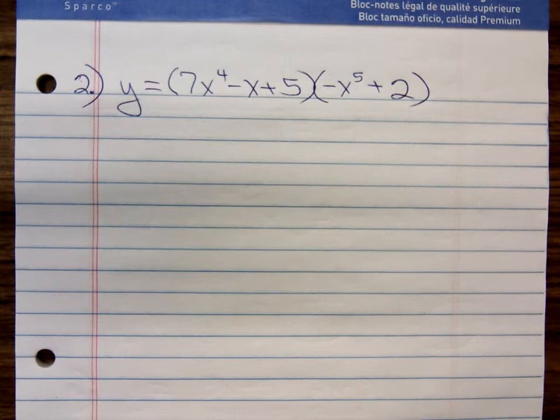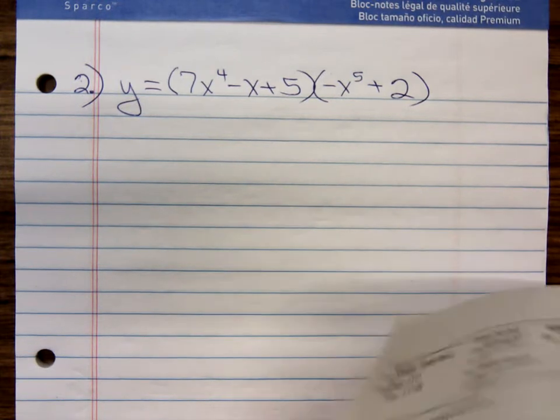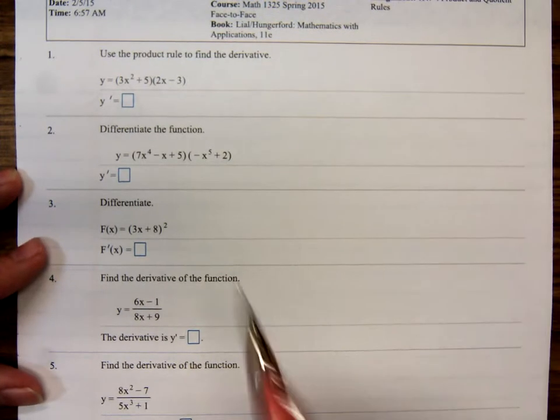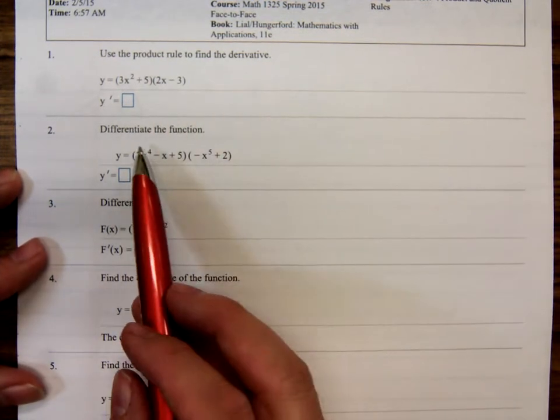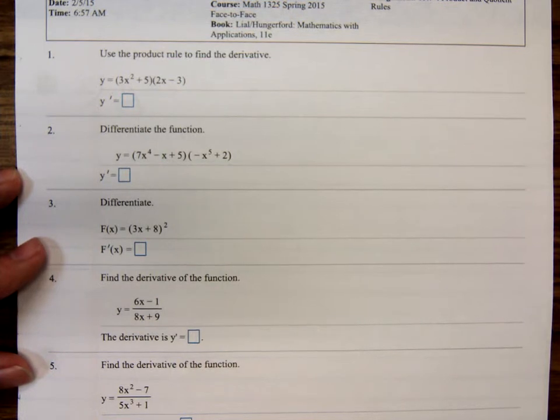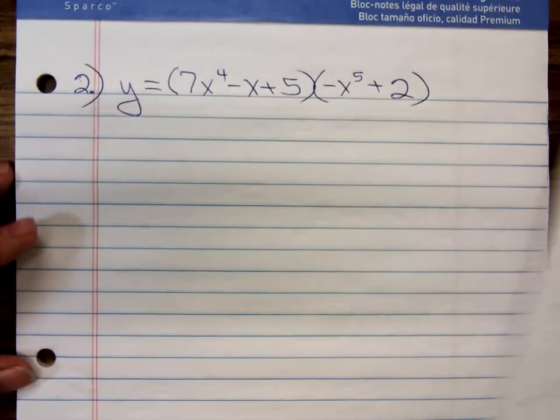Oh, and if you look at the homework, it doesn't tell you to use the product rule. Number 1 said use the product rule. Number 2 just says differentiate, but it's a product, so I'm going to use the product rule.